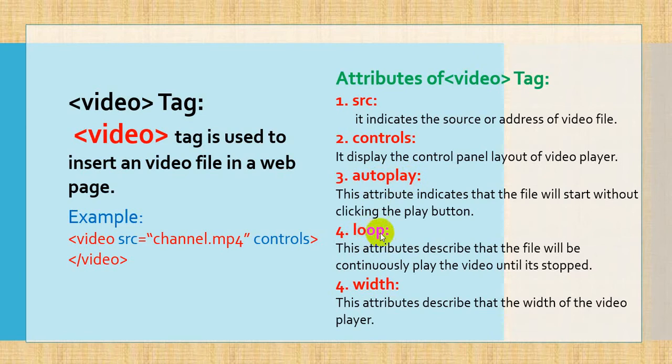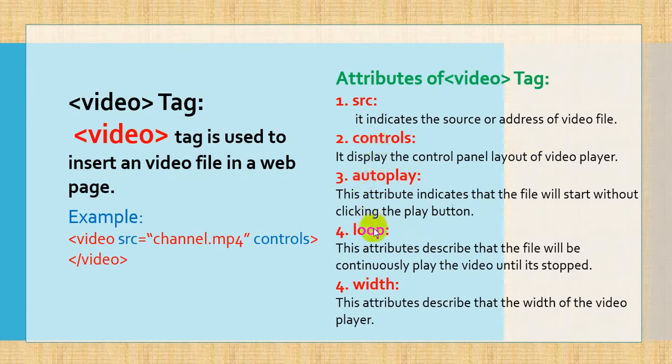In the same way, we have seen the loop attribute in the audio tag: once your audio file completes, it will resume without clicking on a button, meaning it will play continuously until you press the stop button or close your browser. In the same way, your video file will play continuously until you click the pause button or close the browser. So these are some common attributes supported by the audio tag as well as the video tag.